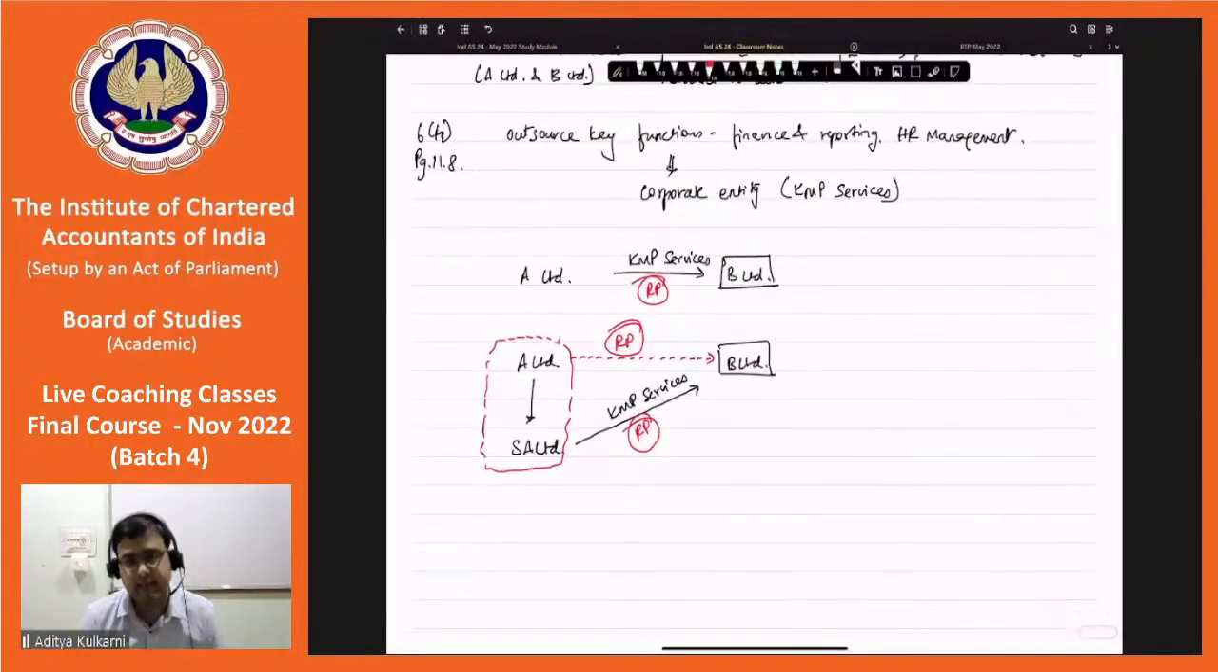So in this case, SA Limited provides the services. A Limited is the entity that is a member of the group. A Limited will also be the related party for B Limited.